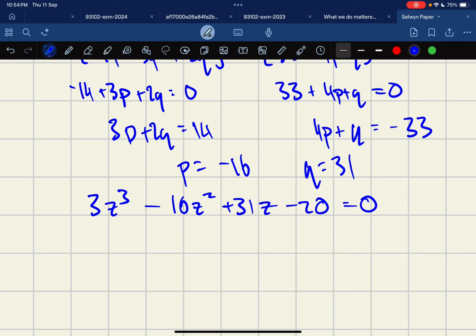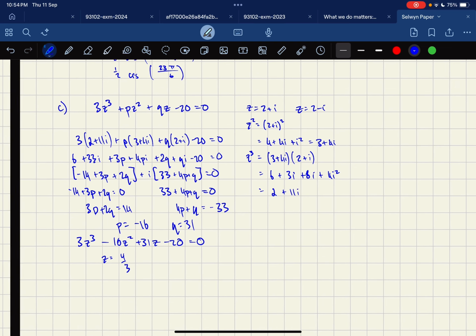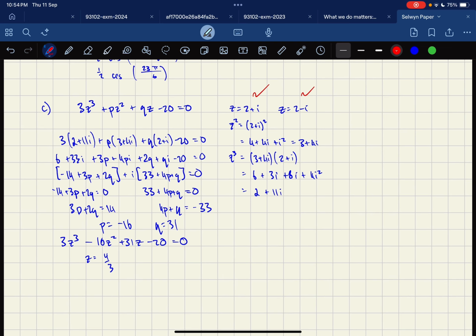Then you can solve this in your polynomial function with 3, negative 16, 31, and minus 20. And then your final solution should be z is equal to 4 over 3. So those are your 3 solutions. 1, 2, 3.